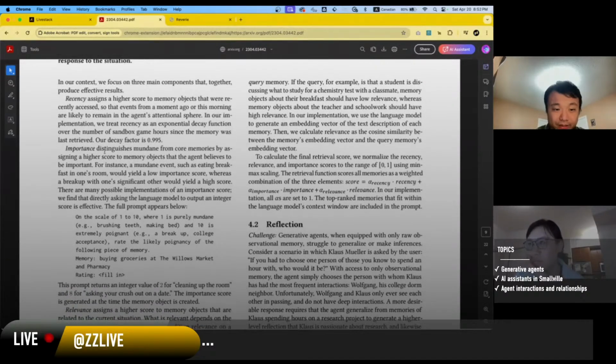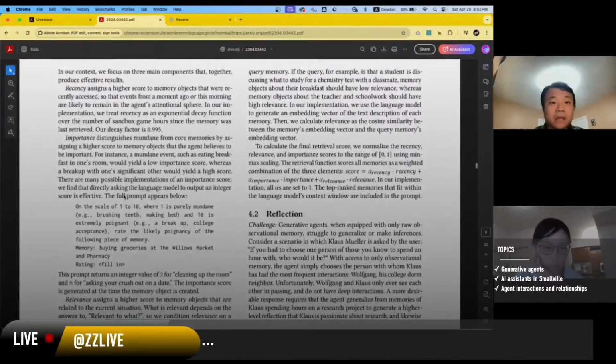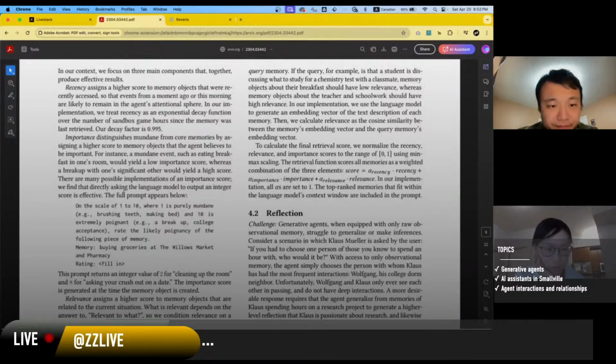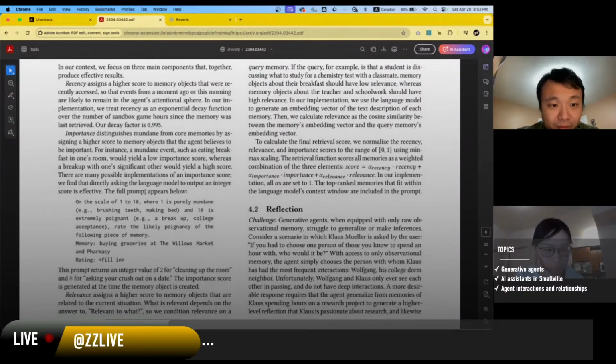Importance, I think they just use keyword matching or something like that. TF-IDF and all that. A higher score for memory objects that the agent believes to be important, for example. Oh, actually, no. Wow, this is quite a lot of computation. They actually ask the LLM to rate it. I see. Okay, okay.